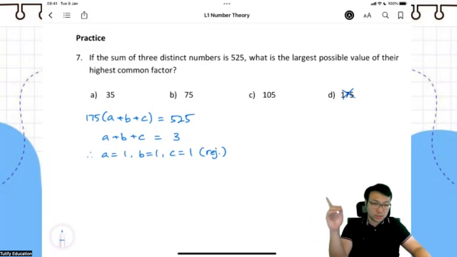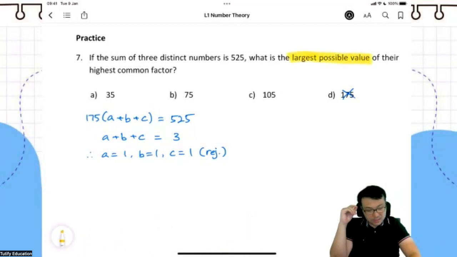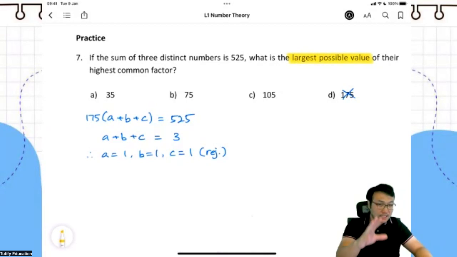Now, students, I want you to continue testing for 105, 75, 35. See which one works. They want you to find the maximum value, the largest possible value. So you always start from the biggest one and you slowly test them until you get the correct answer. Now, I'll give you 2 minutes. Can you all go and test out the other numbers? See which one gives you a distinct value.